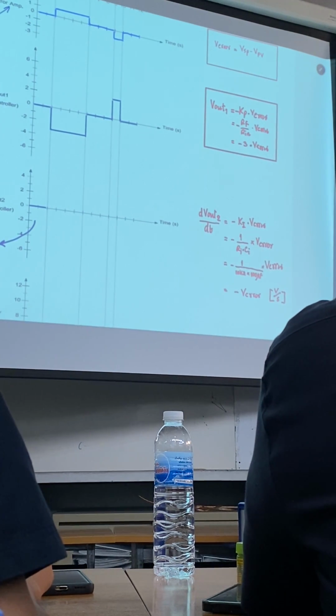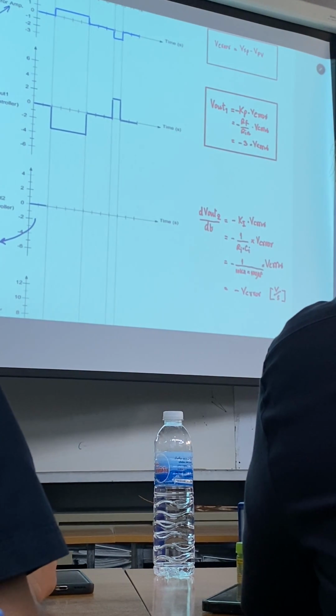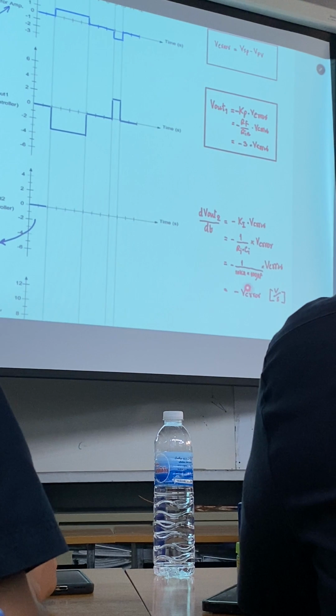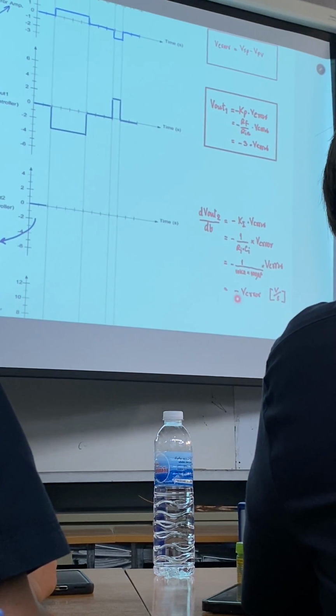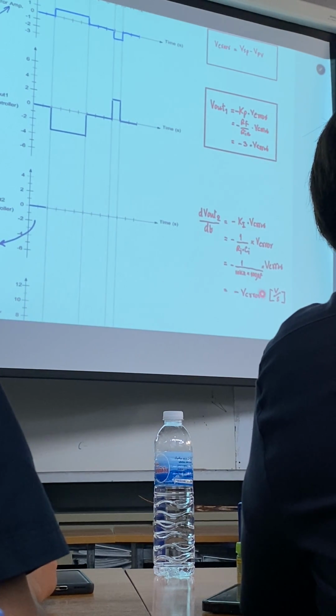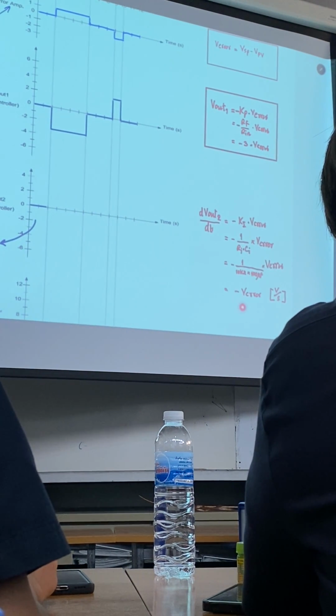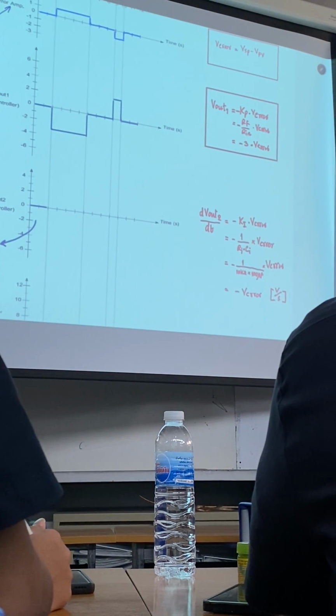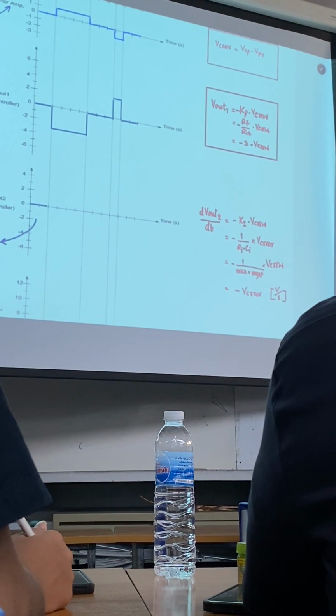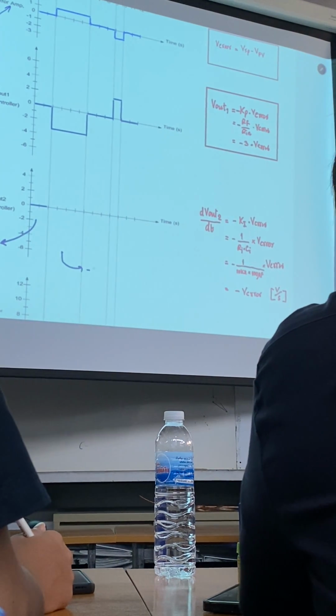We continue to the next step. The next step is minus VL. In the next step VL is equal to 1. So you will get VL2 is equal to minus 1, minus 1 volt per second. In this interval, you will get something like minus 1 volt per second.